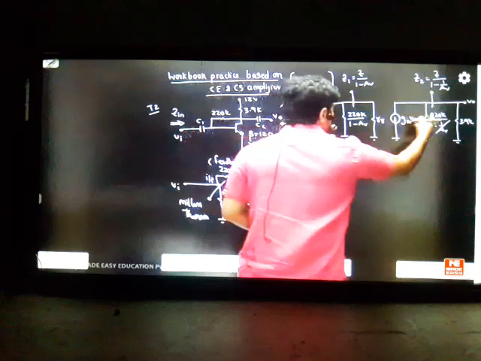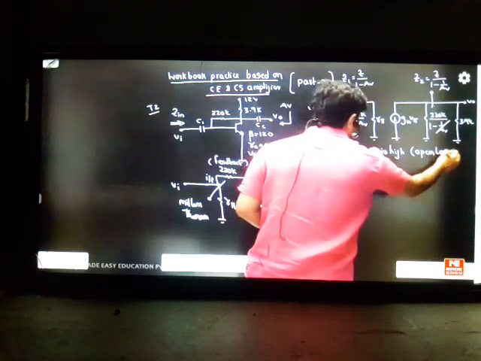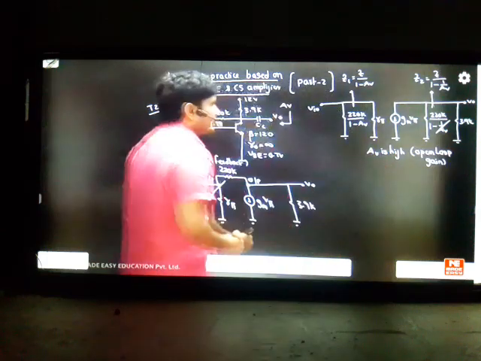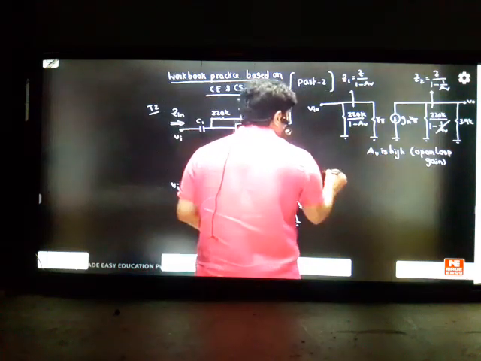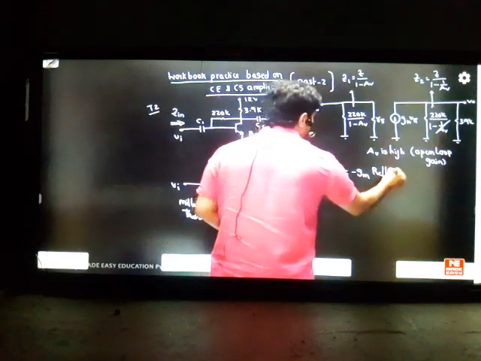Generally AV, the open loop gain, is high. AV means open loop gain is always high, so that's why you just neglect 1 by AV. Then what is the formula here? The open loop gain formula is minus Gm into RC parallel to 220K.